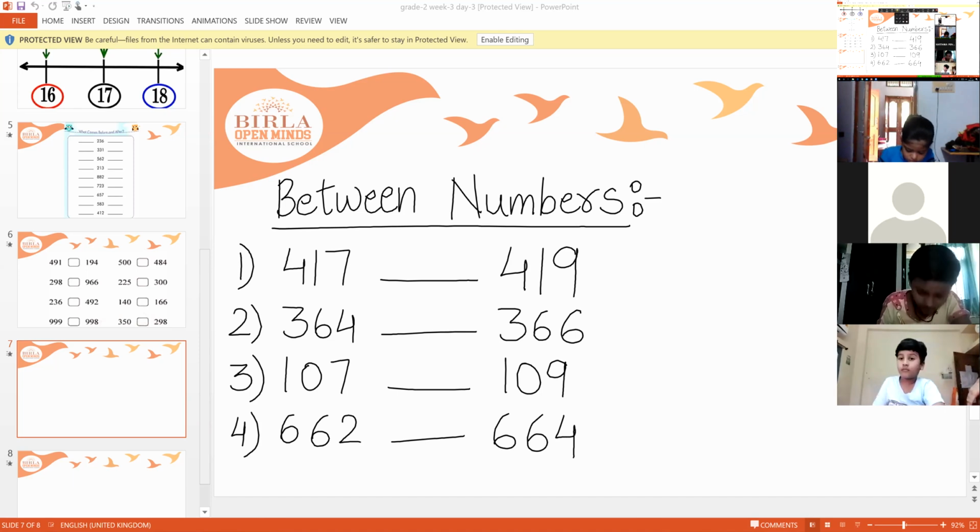So now, see children, look onto your screen and listen. If you have to write the number which comes between 417 and 419, just see the number in the ones place of the first number. The number in ones place is 7. So what comes after 7, children? After 7 comes 8. So the number after 417 is 418. So we can say that 418 comes between 417 and 419.